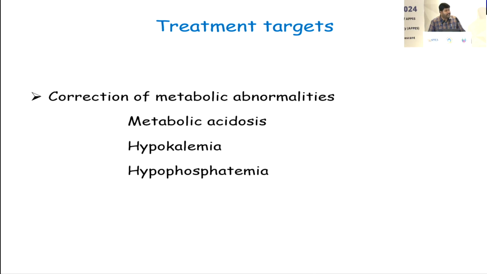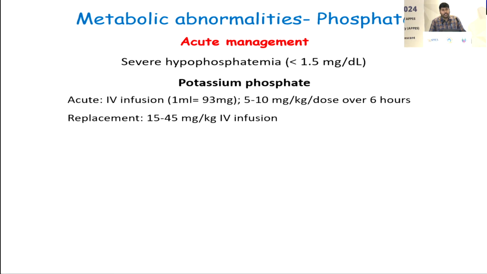Till now, it will be common for both the proximal as well as the distal renal tubular acidosis. The next component would be hypophosphatemia, which is particular for the proximal renal tubular acidosis. Acute management: patients might not present with severe symptoms of hypophosphatemia, but with a value of less than 1.5, it has been reported to develop rhabdomyolysis. So it is an acute emergency to correct the hypophosphatemia.